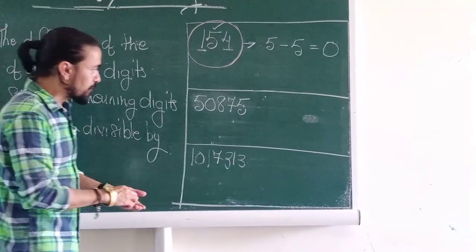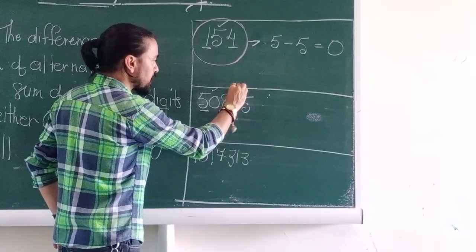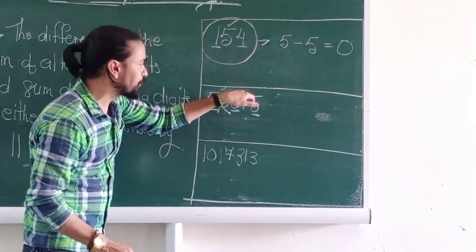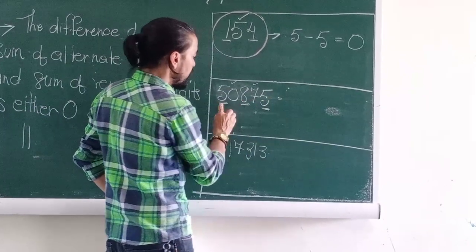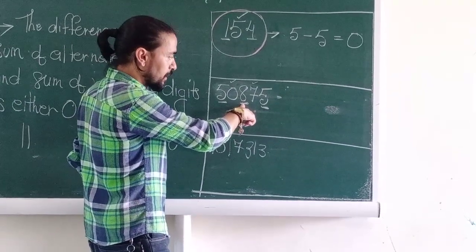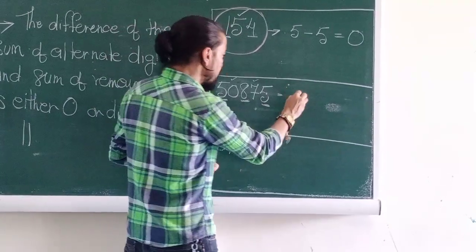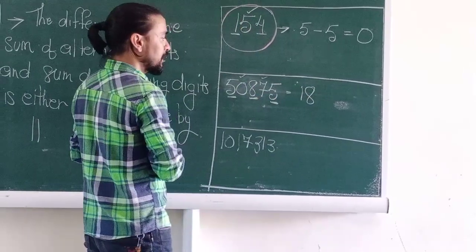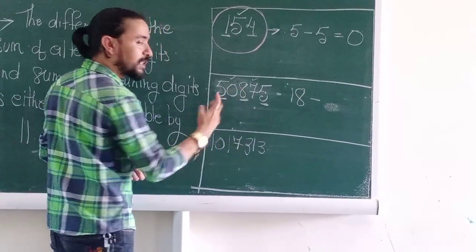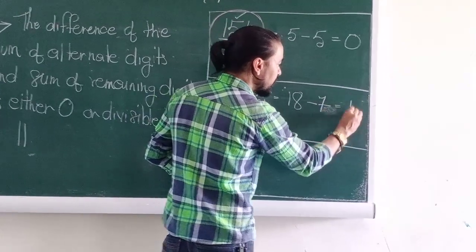Again, I go for the alternate digits. Which are the alternate digits? 5, tick mark 0, 8, tick mark 7, 5. These are the alternate digits and these are the remaining digits. So 5 plus 8 gives me 13. 13 plus 5, 18. So I get 18 minus, just like that. Now what are the remaining digits? 0 and 7. 0 plus 7 gives me 7. So 18 minus 7 gives me 11.